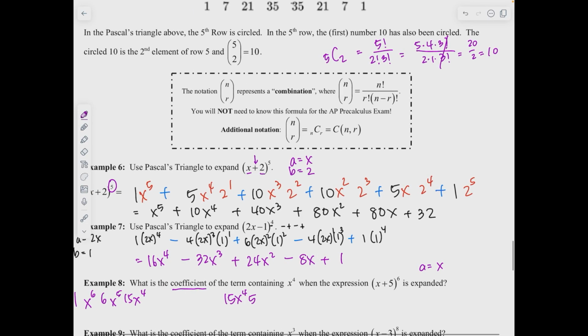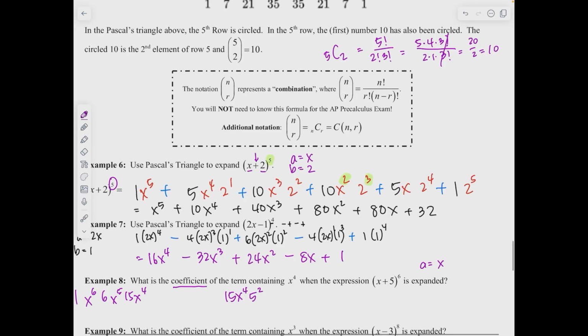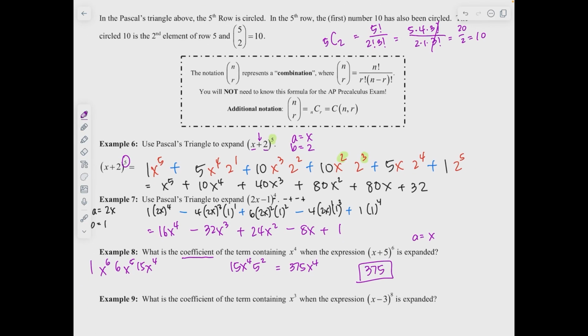Now what you'll notice here is every single time when you add your exponents together, it always adds up to n. So because I'm using 4, that means that this is going to be 2, because 4 plus 2 is how I get 6. So all I have here is 15 times 25. So that means that this is 375x to the fourth power. That's the term. So all I want is the coefficient. So the coefficient is going to be 375.